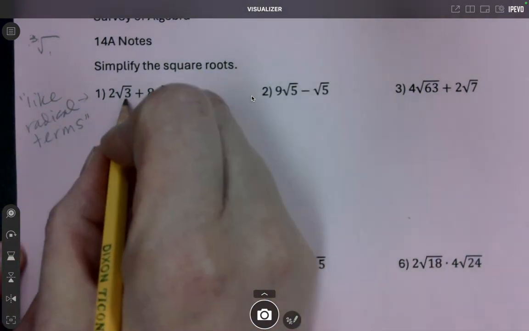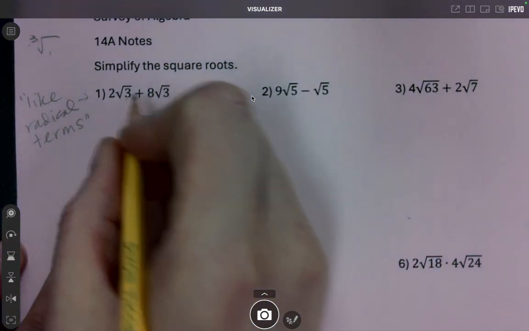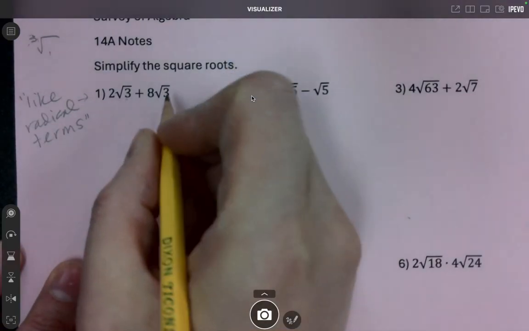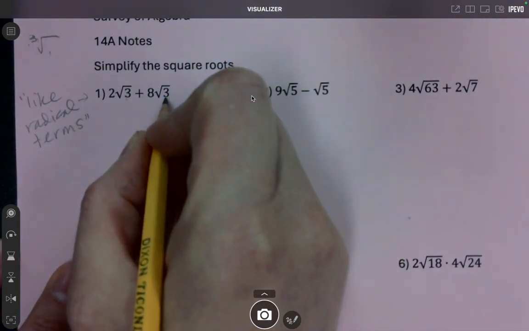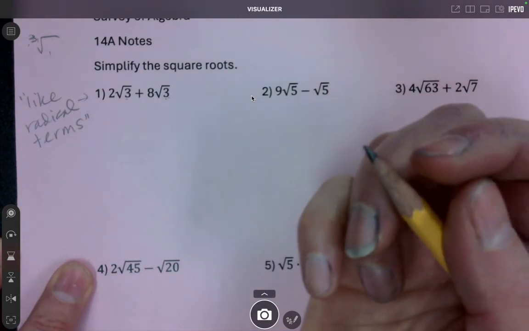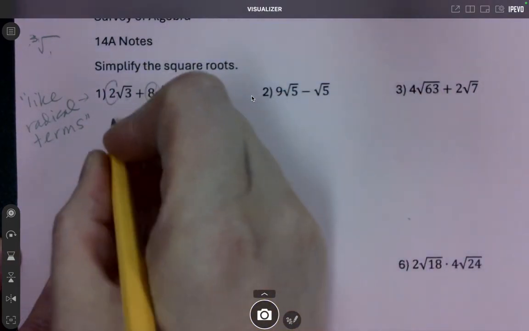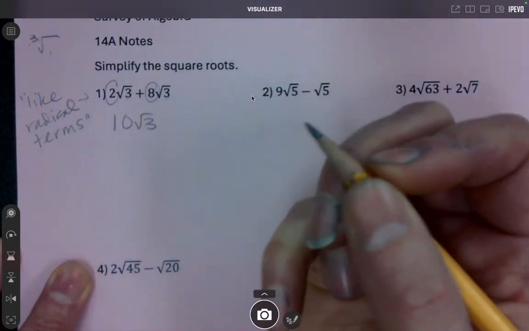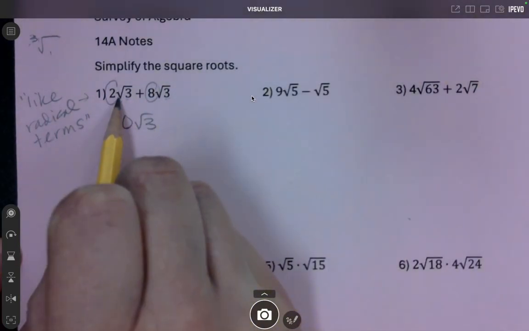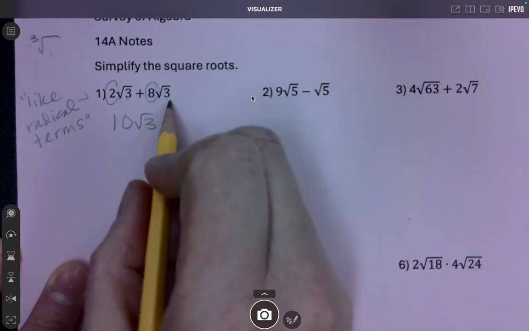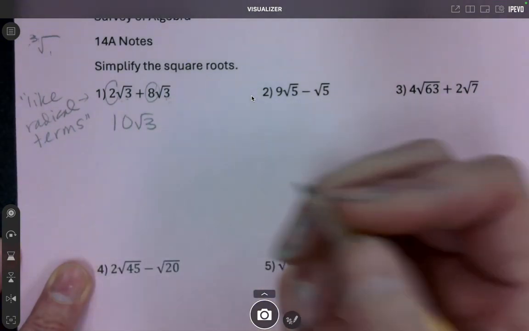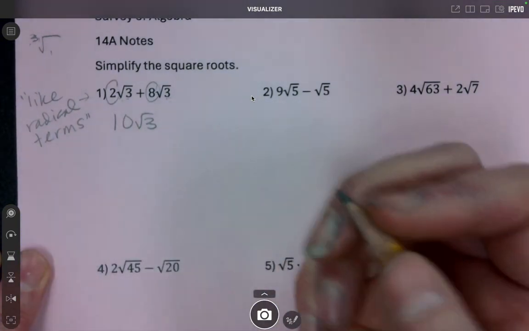So here I have a square root of 3, so it's a square root and it's a 3. Here I have another square root of 3. So again, it's a square root and it's a 3. Those are the same. So I can do exactly what I did with the x's up above, and I can take the 2 and the 8 and I can add those together. So a lot of times I'll say something like I have 2 square roots of 3 over here, and then I'm adding 8 more of them, and that makes it really obvious that it's 10.